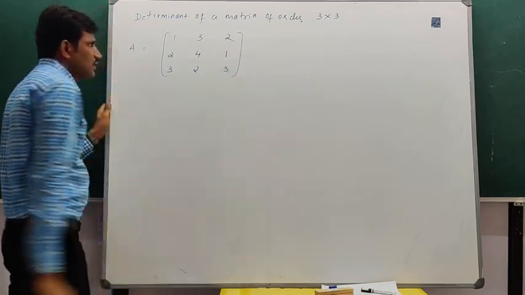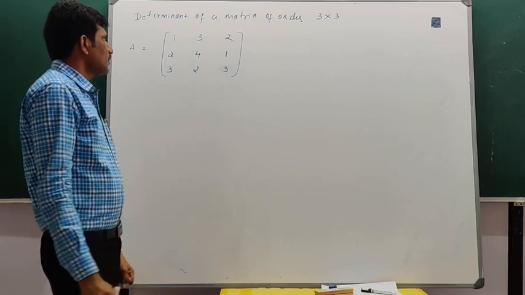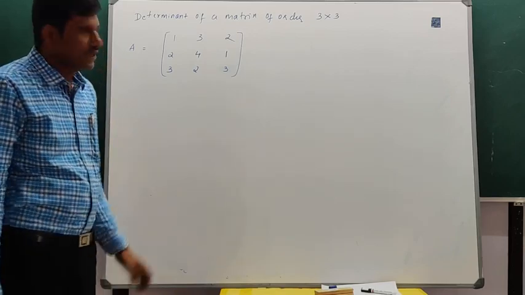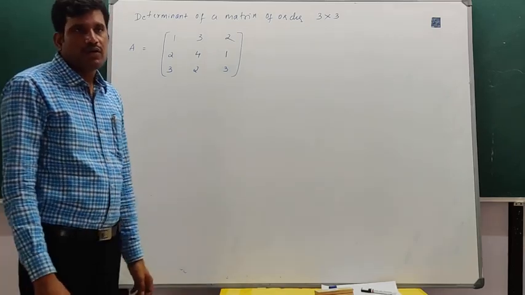So let us assume this is a matrix, right? So that is 1, 3, 2, 2, 4, 1, 3, 2, 3. So how to find the determinant of this matrix?